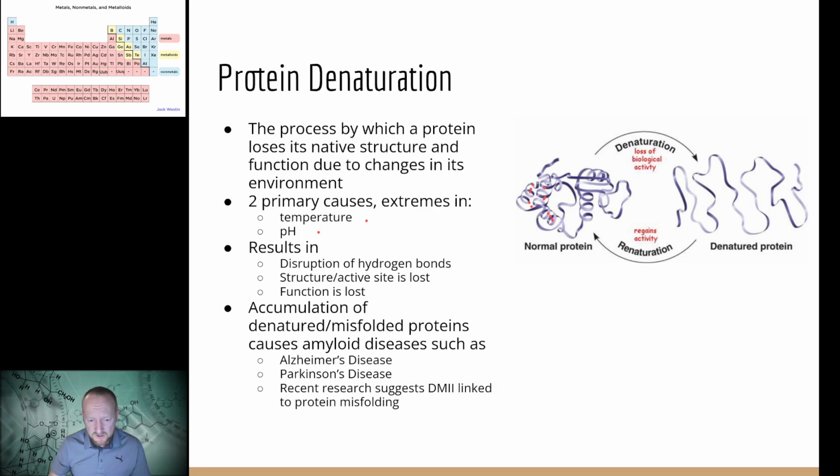And we have accumulation of these denatured or misfolding proteins. We call them amyloids. Can cause amyloid diseases such as Alzheimer's, Parkinson's. Recent research suggests that diabetes mellitus type 2 can be linked to certain proteins misfolding. So it's very bad when this happens.